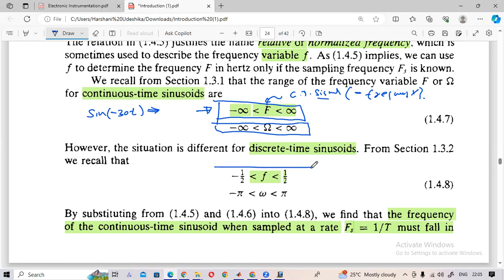But discrete time signals don't have this property. Discrete time signals don't have this property. If you are changing this frequency, you can't get any frequency value. This frequency will be only within this range, minus half and plus half.